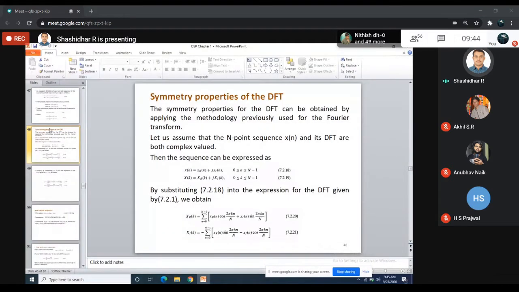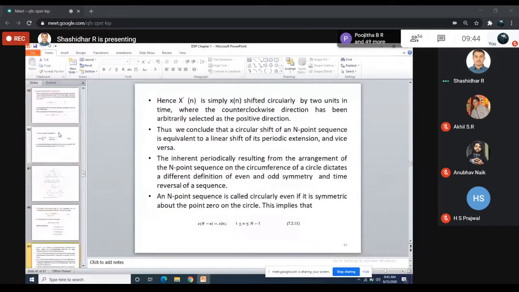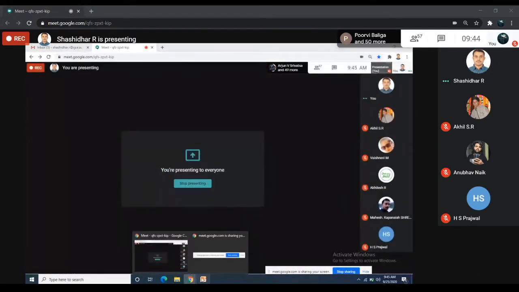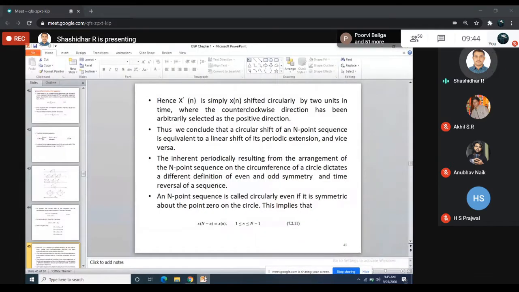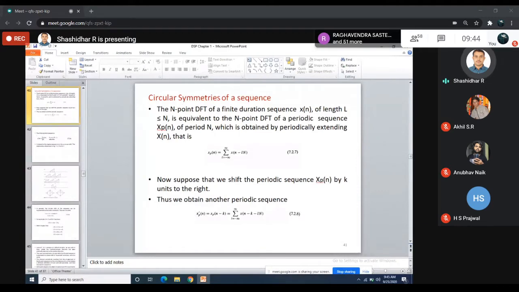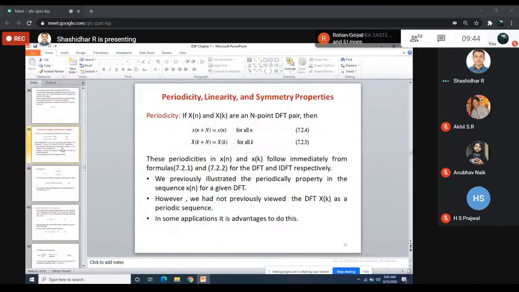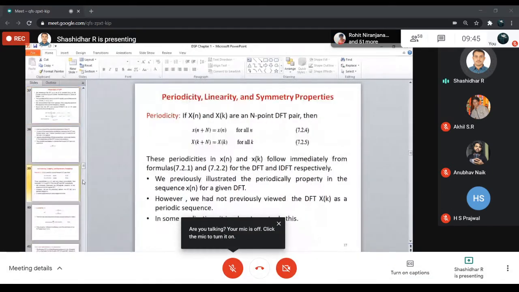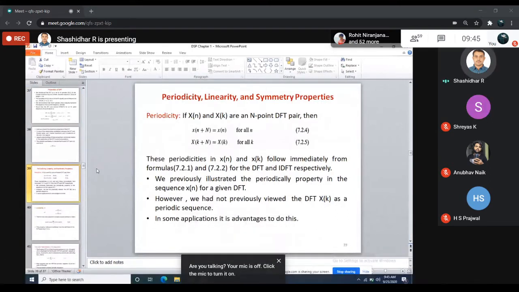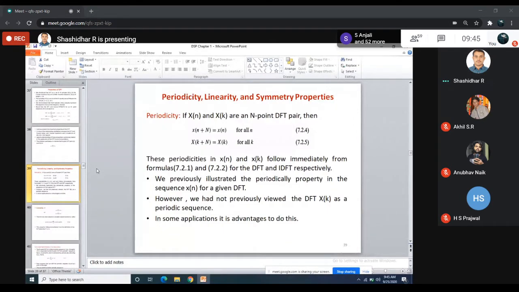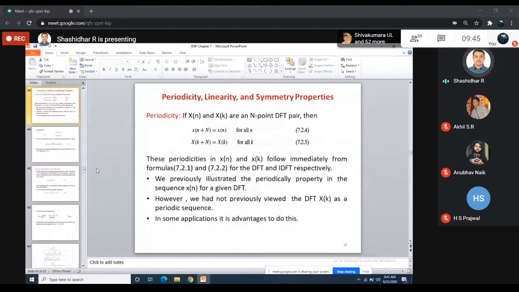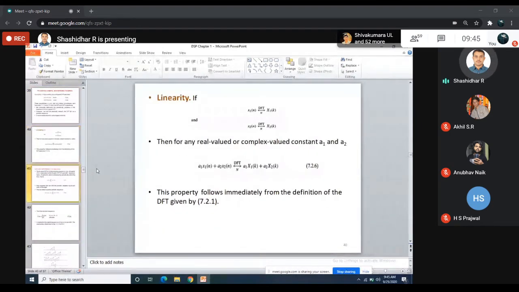Okay, I think last class I stopped at the circular symmetry of sequences, right? These are the properties of the discrete Fourier transform: periodicity, linearity, and symmetric properties. Last class we studied linearity, and first we'll study periodicity and linearity and circular symmetry.